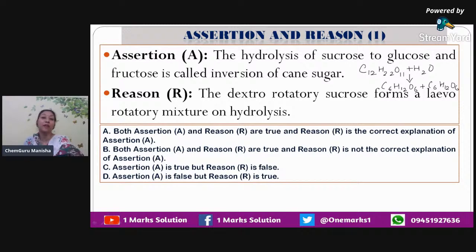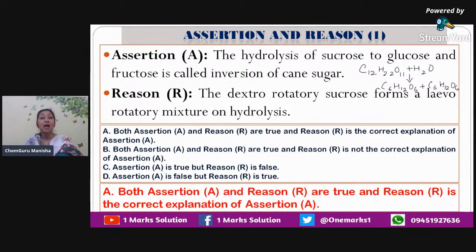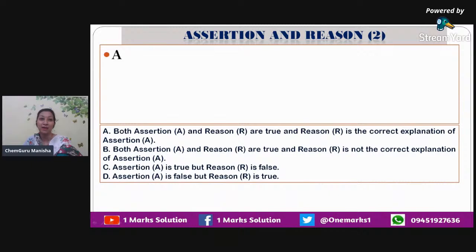Reason is that dextrorotatory sucrose forms a levorotatory mixture on hydrolysis, which is absolutely true. So we go with the option A. Assertion is also true, reason is also true, and reason is explaining the assertion well.